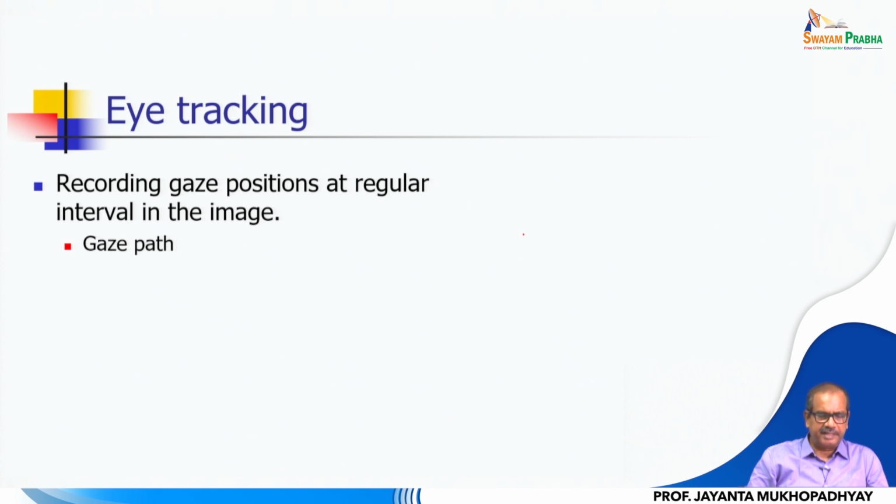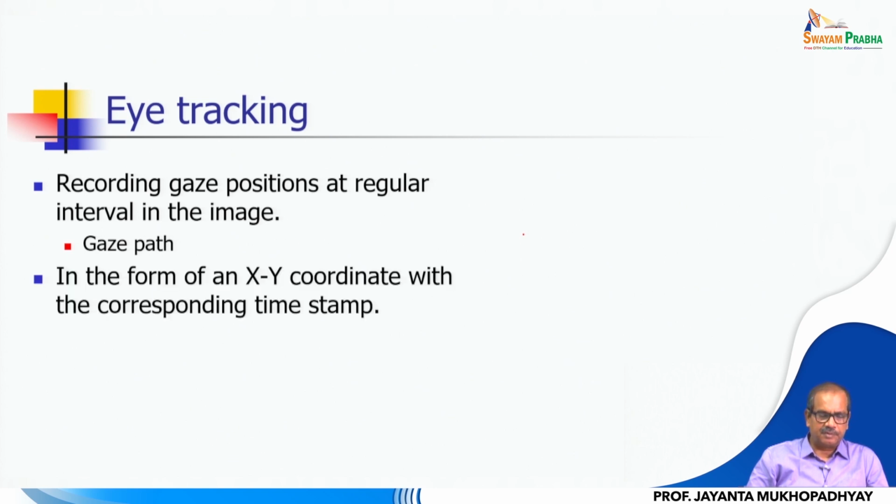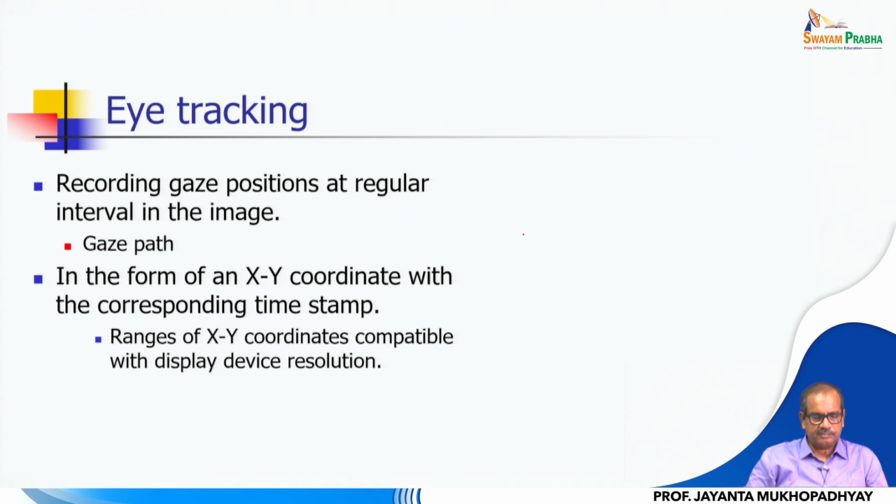You can get the gaze path in this form, and the data would be in the form of XY coordinates with respect to the image. So you can get the pixel points from there, with the corresponding timestamps. Through calibration you can always identify which pixels are viewed by the viewers, and that is the range of XY coordinates compatible with the display device resolution.